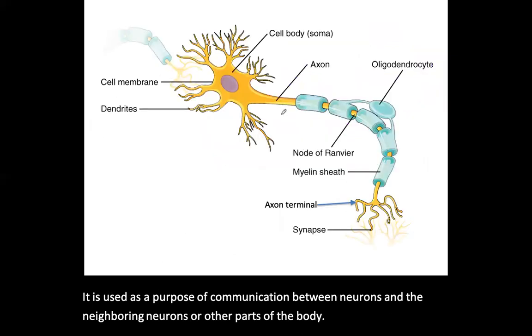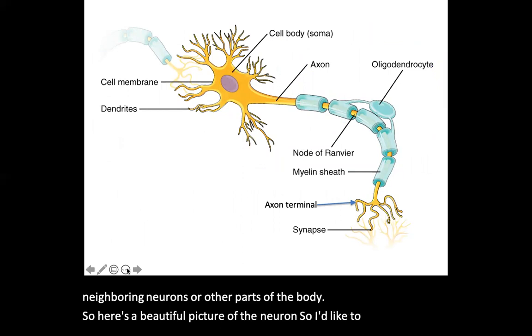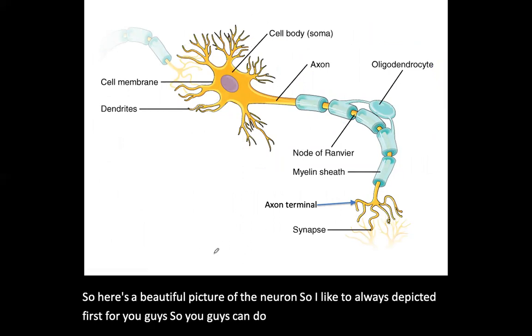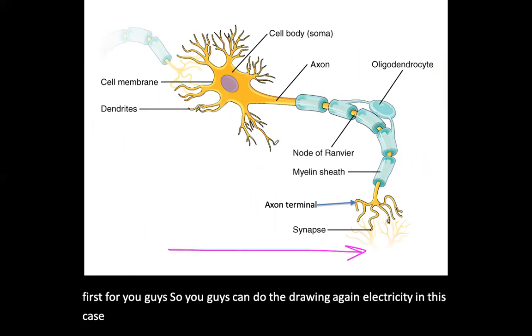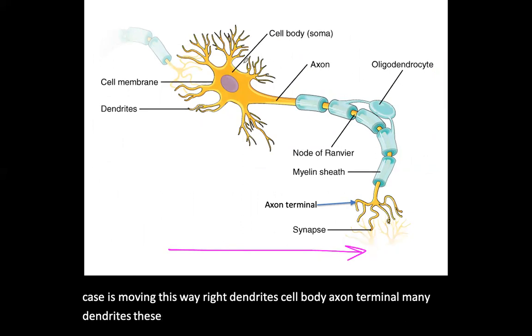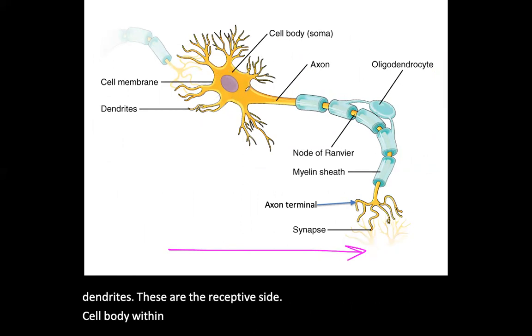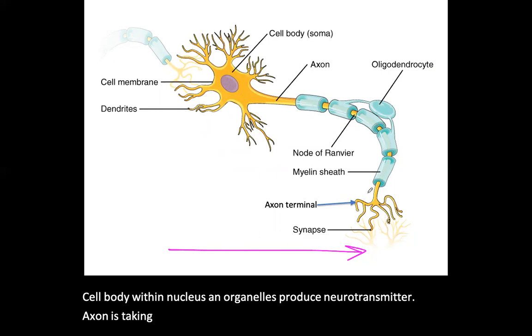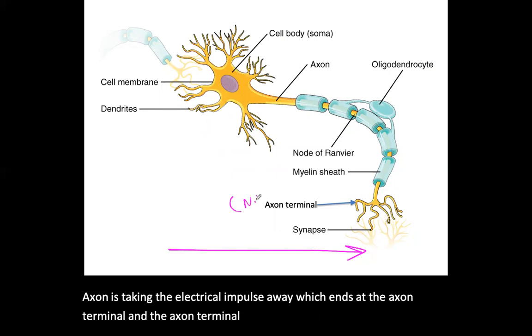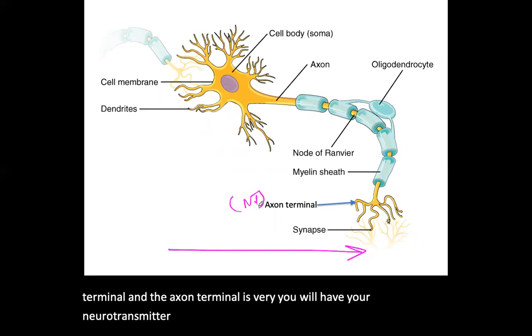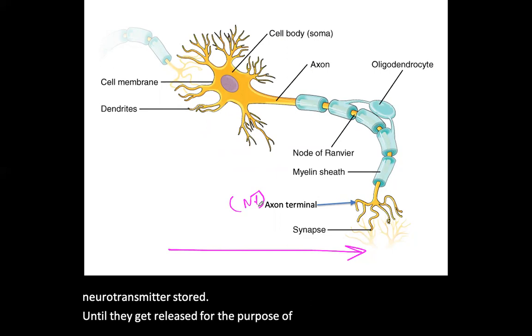So here's a beautiful picture of the neuron. I like to always depict it first for you guys so you can do the drawing. Again, electricity in this case is moving this way: dendrite, cell body, axon, axon terminal. Many dendrites, these are the receptive side. The cell body with a nucleus and organelles produces neurotransmitter. The axon is taking the electrical impulse away, which ends at the axon terminal. And the axon terminal is where your neurotransmitter is stored until it gets released for neuron-to-neuron communication or neuron to other parts of the body communication.